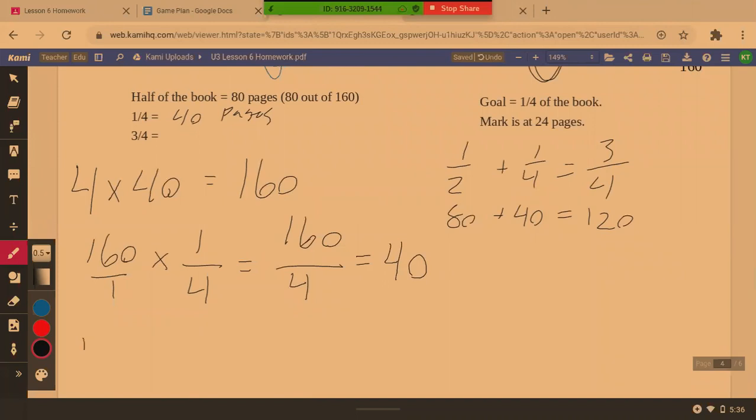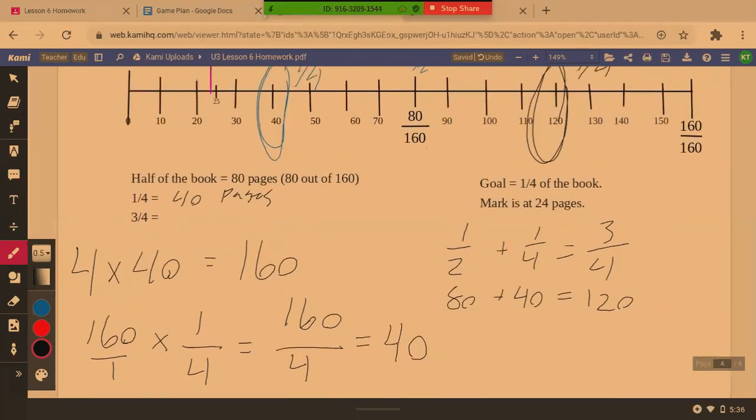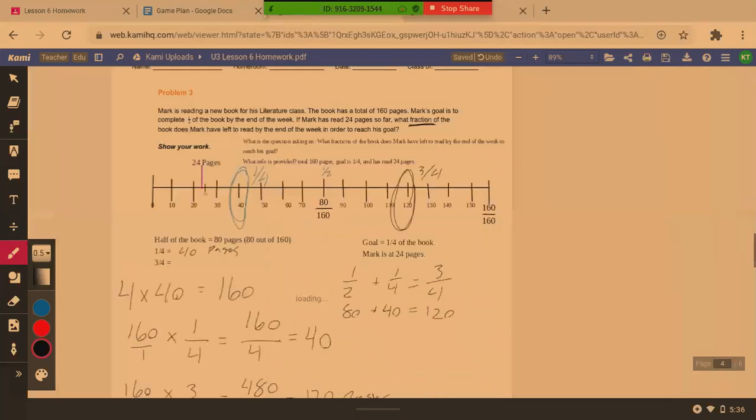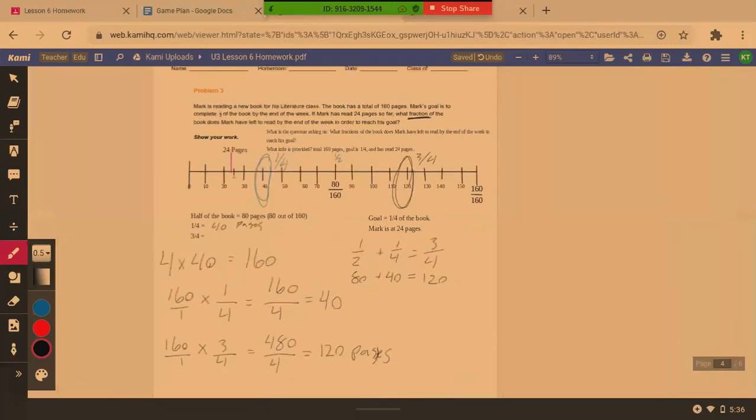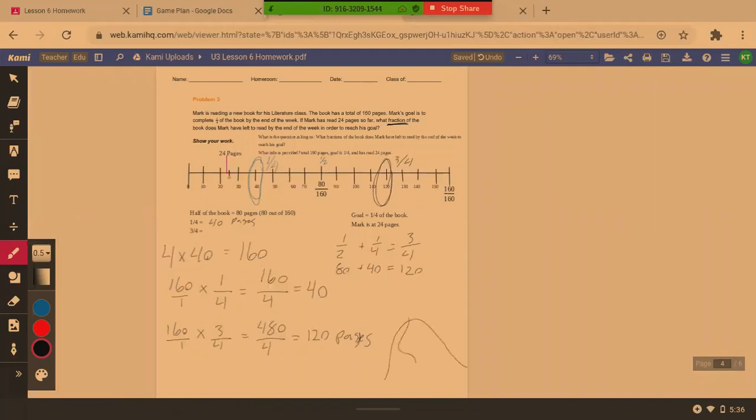That's one way you can solve for it. Or you could do 160 times 3/4. And when we multiply fractions, we multiply straight across. So we're going to do 160 times 3 over 4. 480 divided by 4 equals 120 pages. So 3/4 of the book is 120 pages. There are several ways you can solve this problem. And like I tell my scholars all the time, there are several paths that lead to the top of the mountain. Use the path that is best for you.